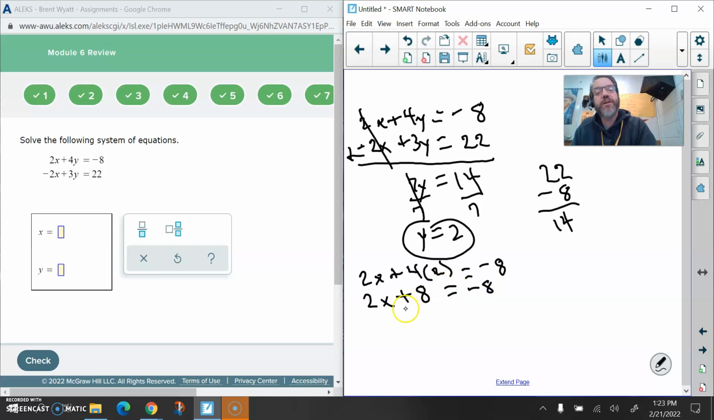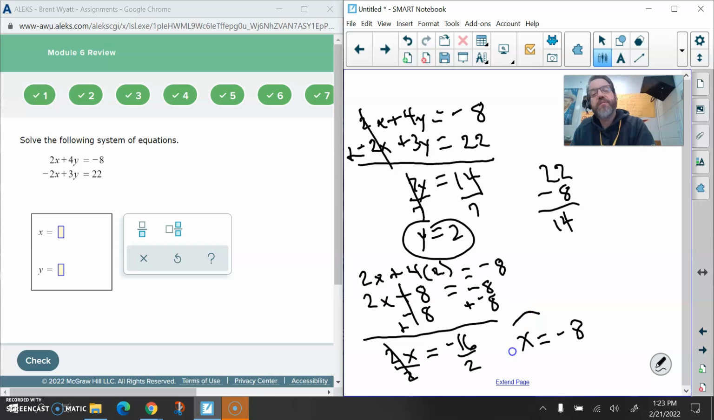Now be very careful here. We're going to subtract 8. That's the same thing as adding a negative 8. And I need to add negative 8 over here as well. So 2x equals negative 16. And then we divide by 2. X equals negative 8.